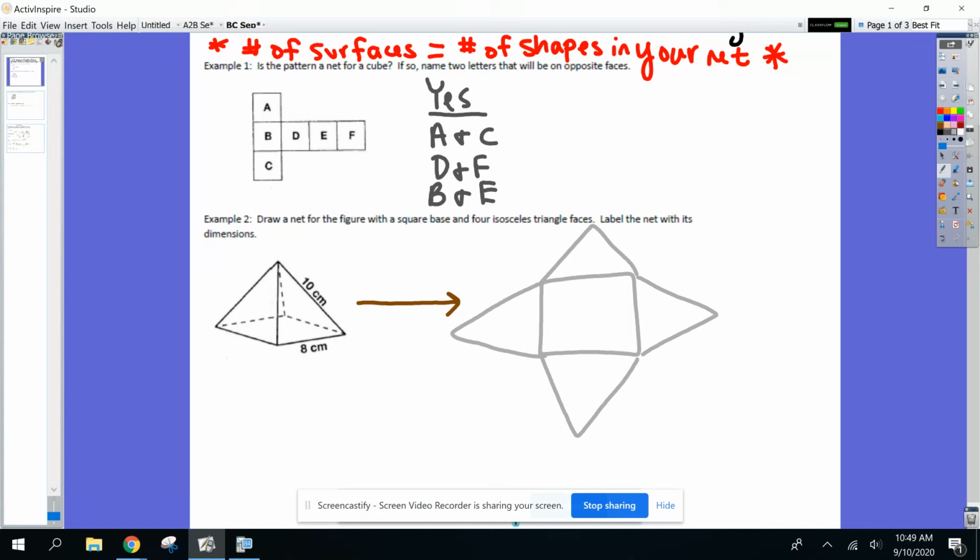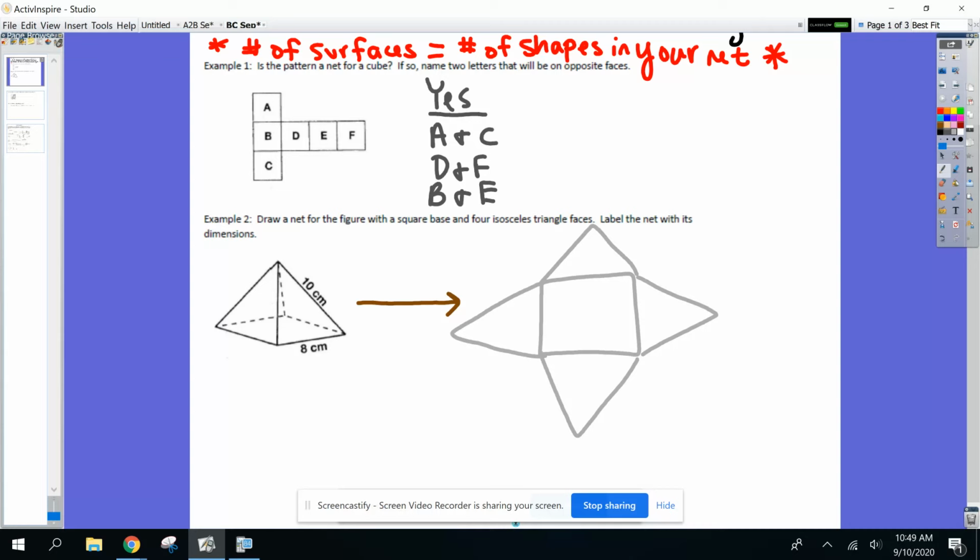Multiple ways. I got a problem, though. I'm not going to get full credit for that net. Anybody know why I'm not going to get full credit for that net? I don't want to call on anybody here, so if you want to open up your mic, go ahead. Why am I not going to get full credit?